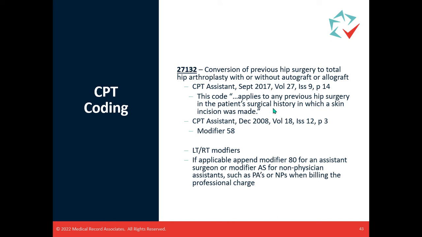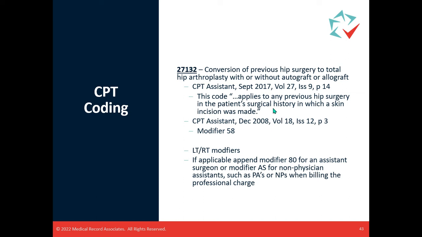And finally, when a previous hip surgery is later converted to a total hip arthroplasty, code 27132 should be reported. CPT Assistant September 2017 tells us that this code applies to any previous hip surgery in the patient's surgical history in which a skin incision was made. That is, except for a total hip arthroplasty, of course.